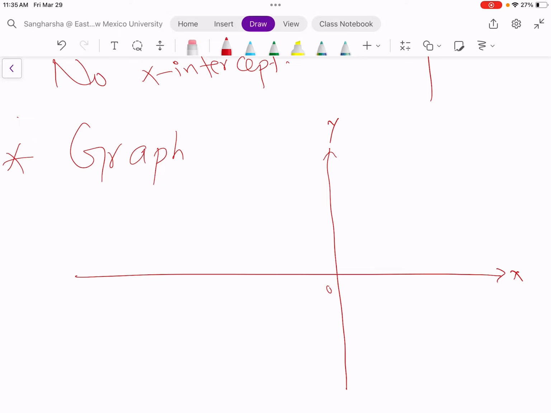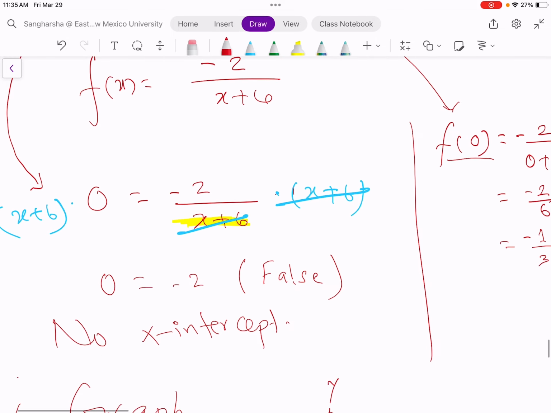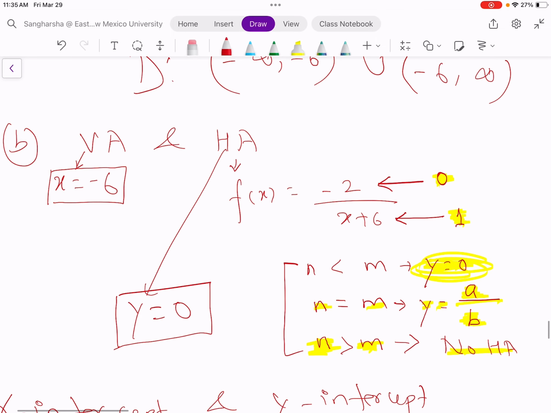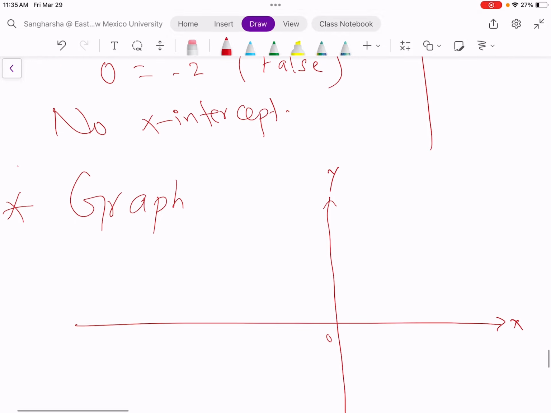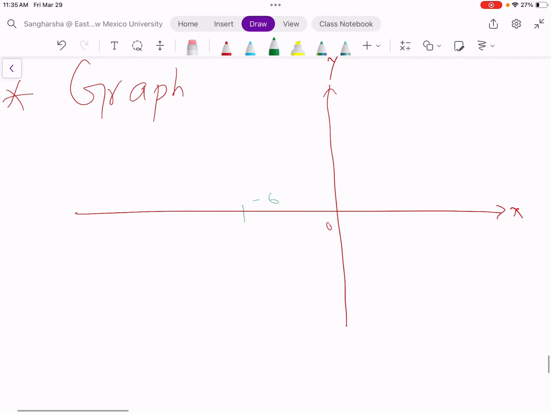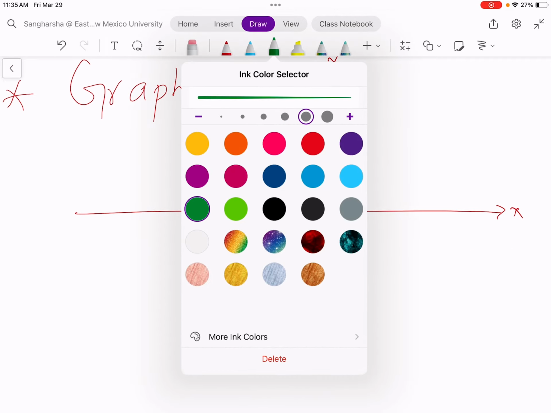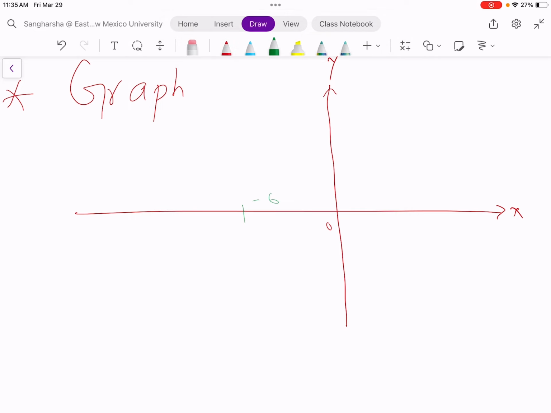Okay, so let's go back. Do we have a vertical asymptote? Our vertical asymptote is at x equals -6. So at -6, let's say this is -6, we draw a vertical line. So at -6 we draw a vertical line. This is the vertical asymptote.